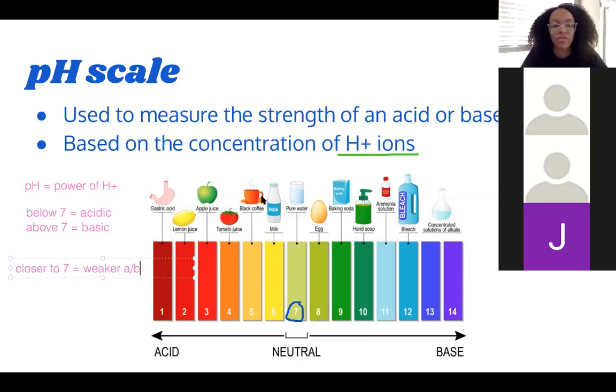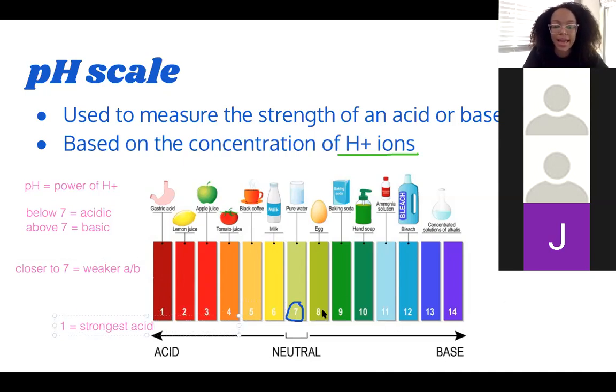You don't even think of it really as being an acid. It's a weak acid. Versus if we go all the way away from 7 to the end of the scale, we have 1. That would be something like gastric acid. That is a really strong acid, okay? So 1 would be the strongest acid because it is the furthest away from 7.